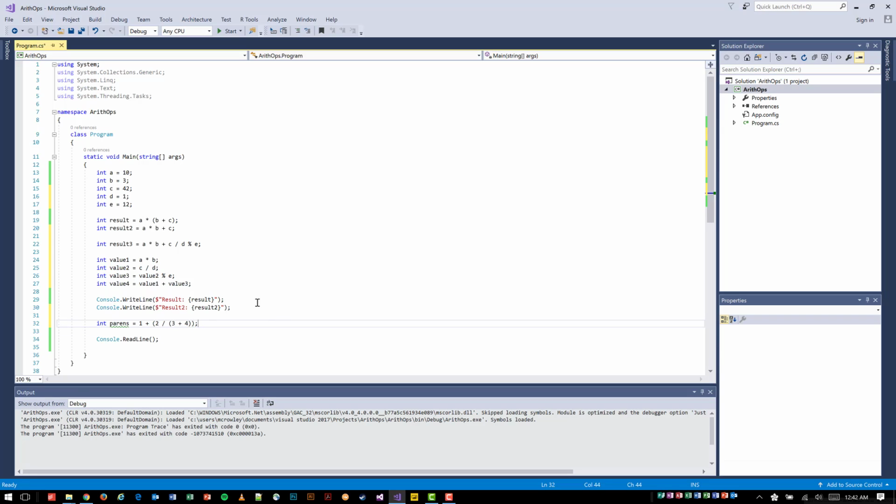How would this be evaluated? Well, first, 3 plus 4 is evaluated. That result would be 7. Then, 2 divided by 7 plus 1. Now, ultimately, this would err out because we are using an integer value, which is a whole number, but this would be the order of operation.